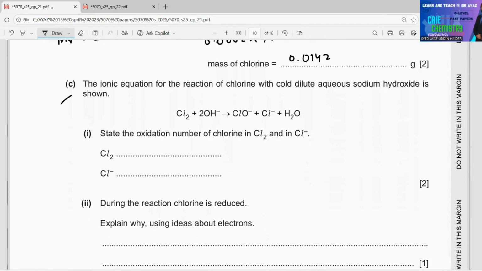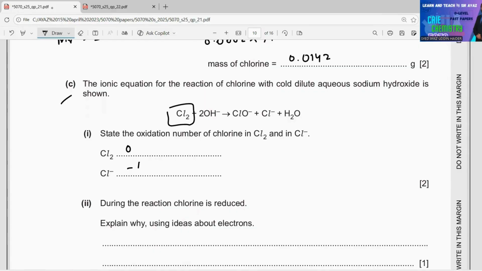Part C. The ionic equation for the reaction of chlorine with cold dilute aqueous sodium hydroxide is shown. Here's the reaction. Cl2 plus 2 moles of OH minus gives 1 mole of ClO minus plus 1 mole of Cl minus plus H2O. 1. State the oxidation number of chlorine in Cl2 and in Cl minus. You can't see any number on the top of this Cl2, so it must be 0. The oxidation number must be 0 and the charge on Cl minus is minus 1, so you'll write minus 1. This will be the oxidation number.